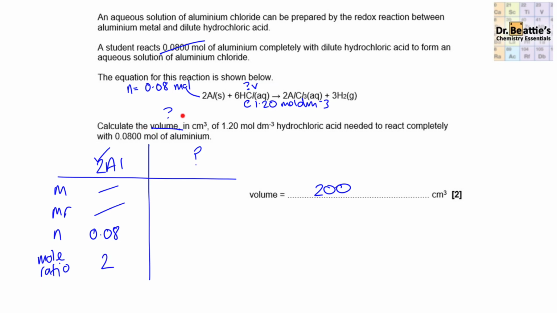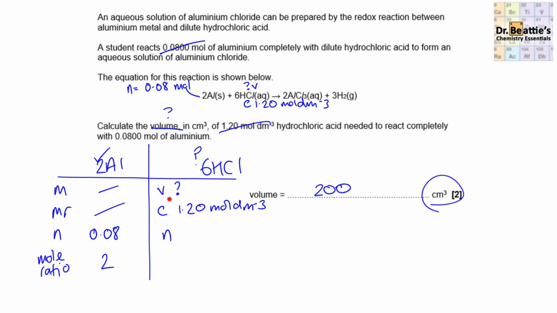And because we're being asked to calculate the volume in centimeter cubed of the hydrochloric acid, on this side here, we're going to just put in the correct things for HCl. So if we just fill this out, 6 HCl, and then n, we keep those just for clarity on the same line of our grid. And then we've got concentration, and volume is what we're trying to work out. The concentration we've been told is 1.2, so we're just going to put that here. Now it's really key that the units are moles per decimeter cubed. And that's going to become apparent because the answer requires it in centimeters cubed, so we're going to have to do some unit conversion.